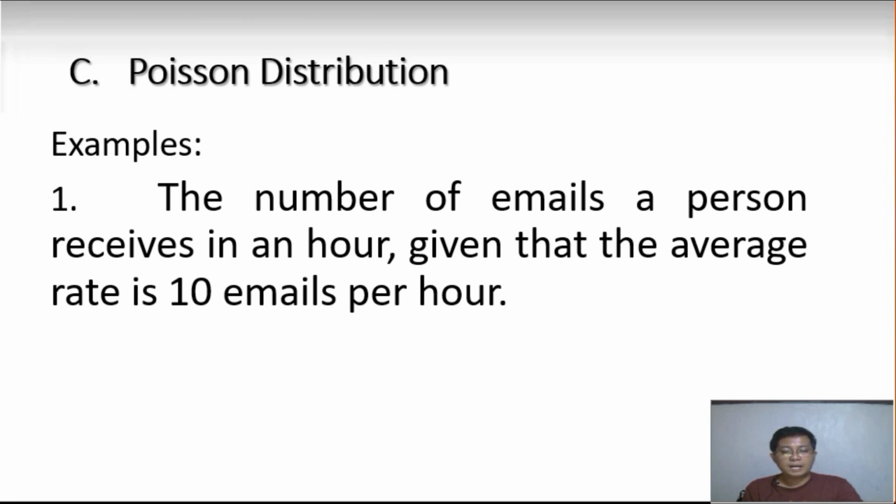Another is the presence of the average rate. The average rate of receiving emails is known, which is 10 emails per hour. This average is referred to as the parameter lambda in the Poisson distribution, which represents the expected number of occurrences in that particular interval. Another is independence. The occurrence of emails is generally independent of each other. One email coming in does not affect the likelihood of another email arriving. So, let's now have some examples that involve computation.